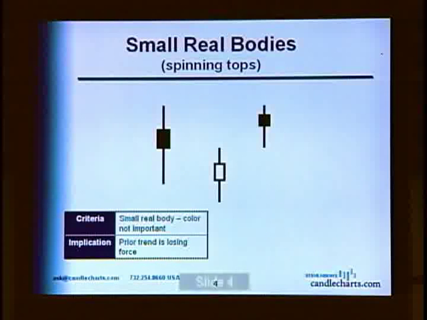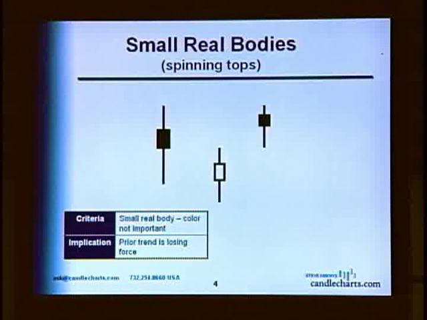Now, as the real body gets smaller and smaller, we wind up with what the Japanese call spinning tops. These are just small real bodies. And what's wonderful about the candlesticks is that they alert you to subtle changes in the markets, the supply-demand situation. So with the tall white candle, the bulls are in charge. The long black real body, the bears are in charge. As we get these diminutive real bodies, as shown here, it shows the market may be losing a little bit of force.